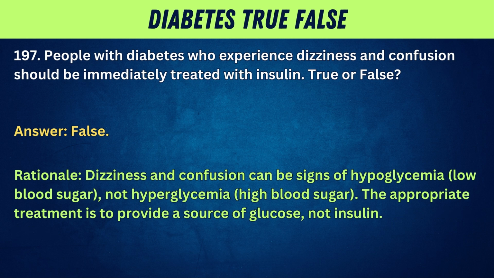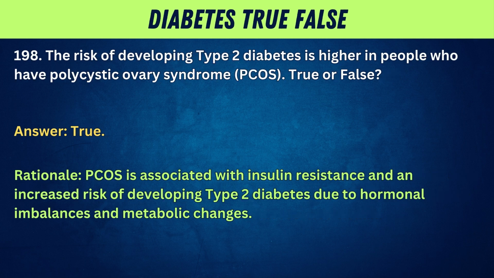197. People with diabetes who experience dizziness and confusion should be immediately treated with insulin. True or false? Answer: false. Rationale: dizziness and confusion can be signs of hypoglycemia, low blood sugar, not hyperglycemia, high blood sugar. The appropriate treatment is to provide a source of glucose, not insulin.